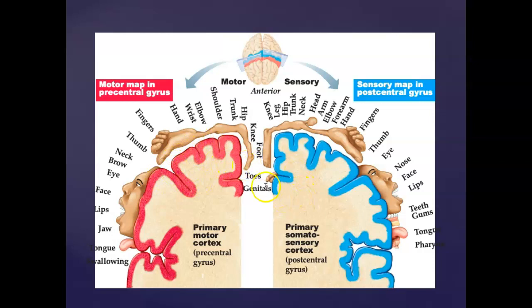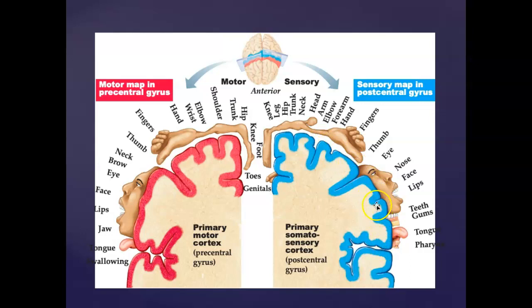And so this is a picture indicating how much surface area, how much geography is actually given to each of these places on the body. So you can see on the inside, down that longitudinal fissure, the genitalia, the toes, the feet, the knee, the leg, the hip, the trunk, the arms, the elbow, the forearm, the hand. Look at the surface area given to the cortex for the hand and the face. Wow, the face gets a ton.